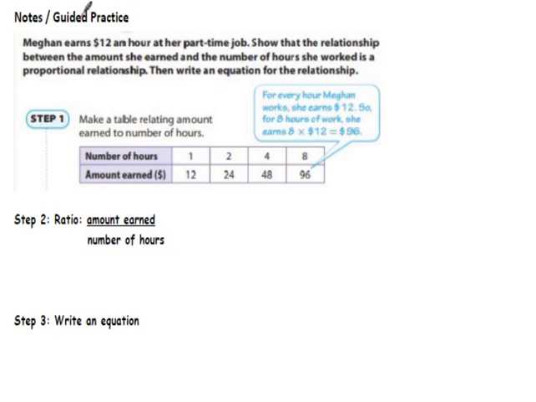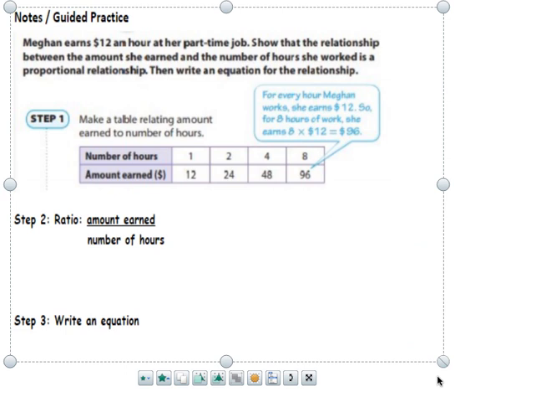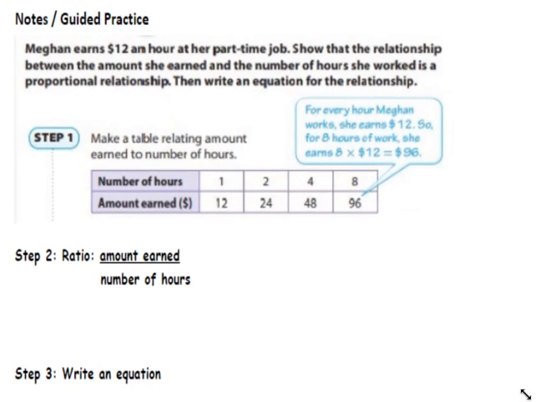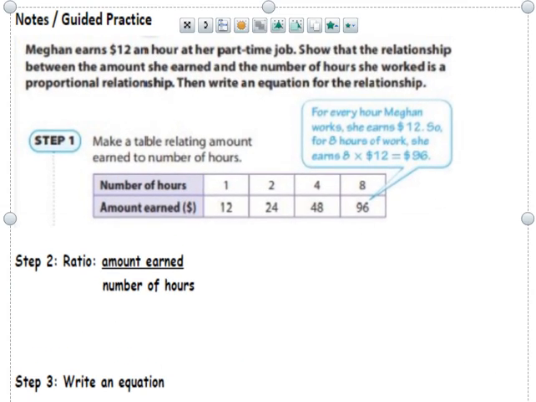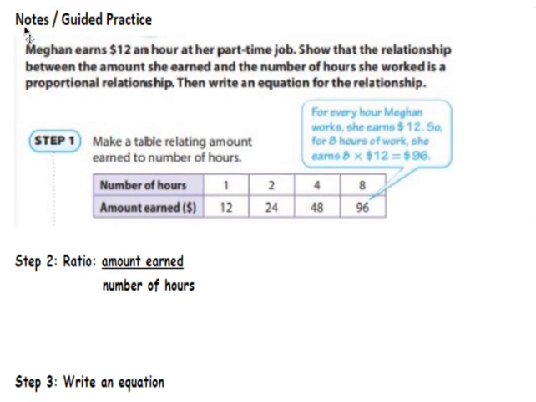So, looking at this, I'm going to make this a little bit bigger. Here's how we do this. Megan earns $12 an hour at her part-time job. We want to show that the relationship between the amount that she earns and the number of hours she works is a proportional relationship. And if it is proportional, we can write an equation for that relationship. If it's not proportional, we're not going to be able to write it.